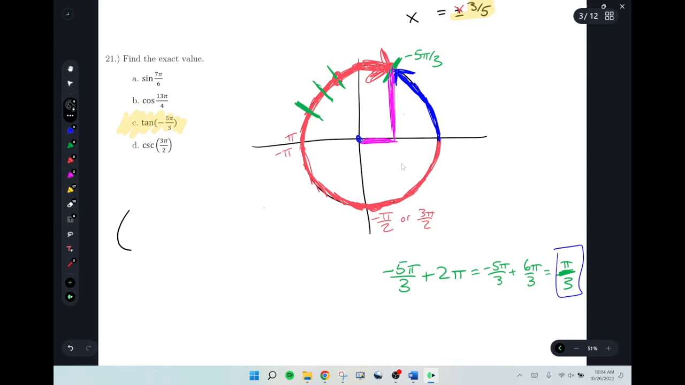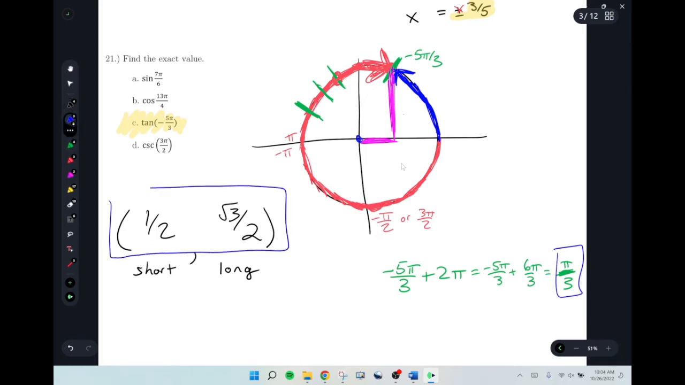I know right away that the point should be the short x, long x, right? Both positive. So probably 1/2, square root 3 over 2. Everybody cool with that? Unit circle. Get it memorized. If I had it memorized, I wouldn't have made that mistake.